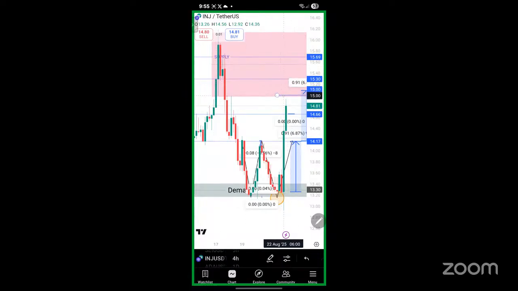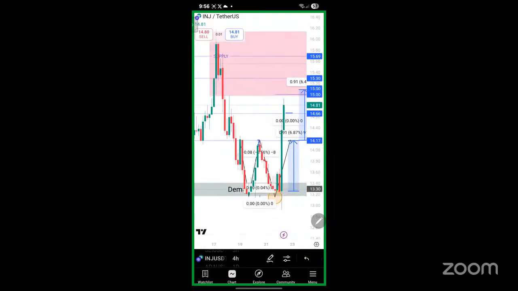Price will take profit here. Many have taken profits. We are riding this coin up to $15, around there. You understand?